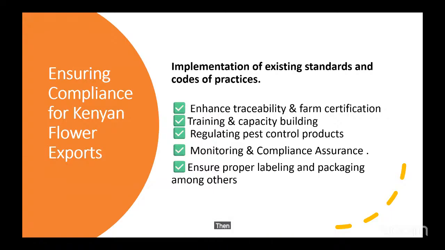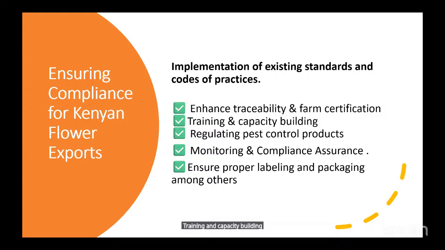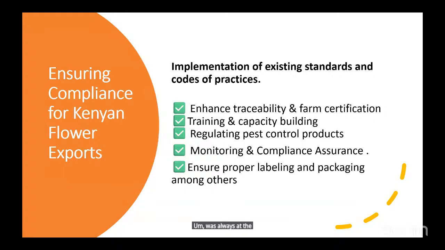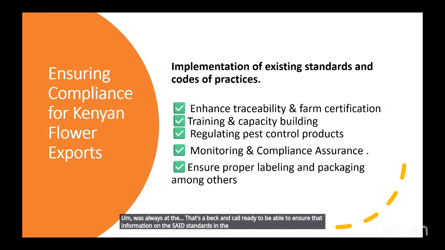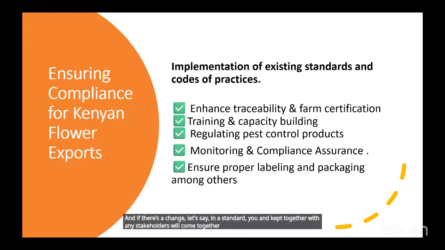Then also training and capacity building, because when it comes to trade and any agricultural produce, training and capacity building is a continuous process. So you find that whenever there's any training, KEBS is always at beck and call, ready to ensure that information on the said standards for the specific product is passed on to the stakeholders. And if there's a change in a standard, KEBS together with the stakeholders will come together and ensure that the standard set is in line with international standards, like the ISO standards.